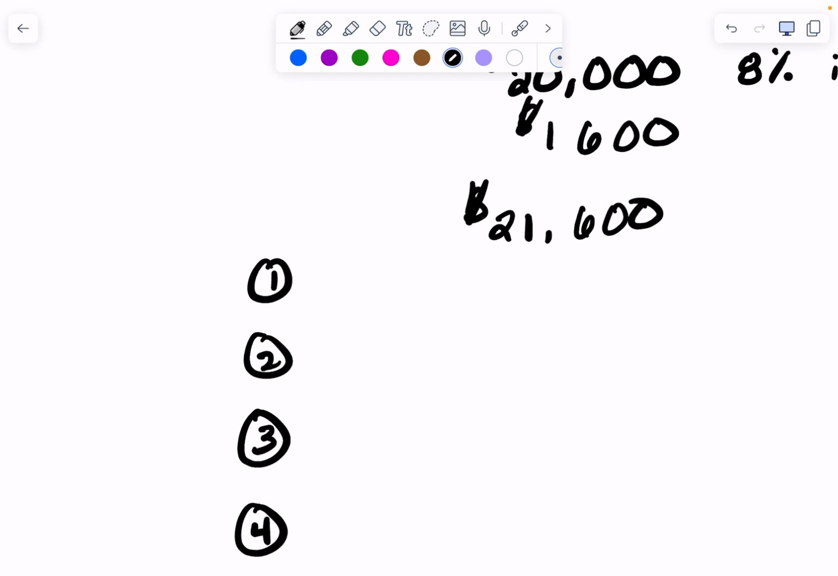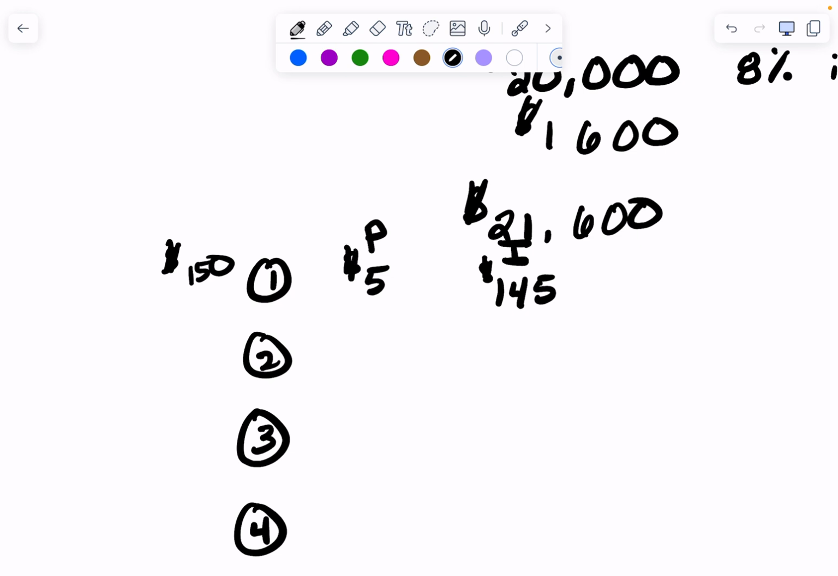Okay, so here's how this works. Let's say you are paying, I don't know, $150 a month, right? Okay, so the principal versus the interest. You're paying off the interest first. So out of your $150 payment, $145 is going to interest and only $5 is going on to the principal, right? Does that make sense?